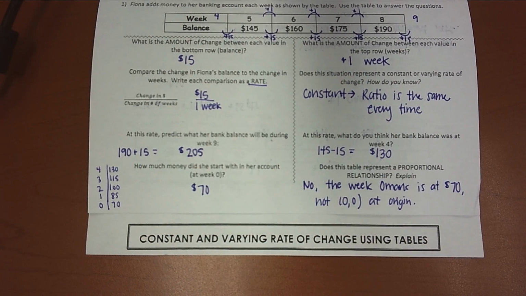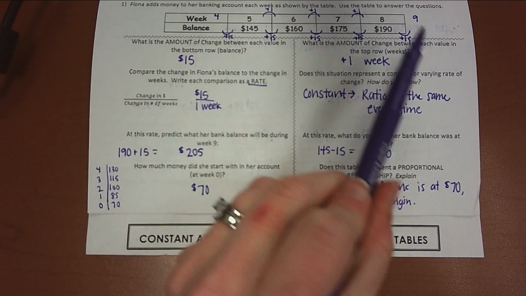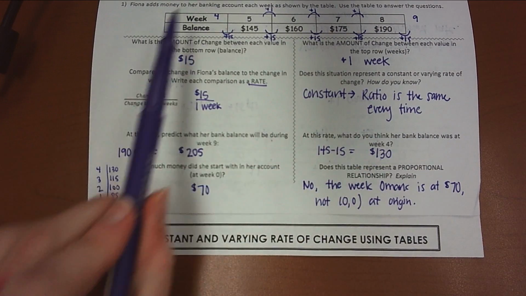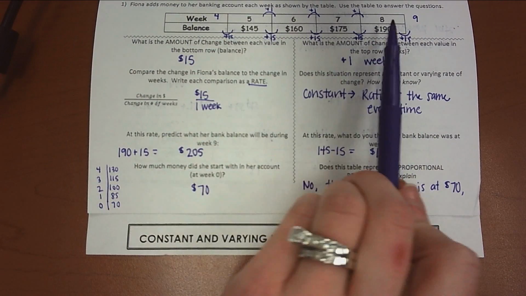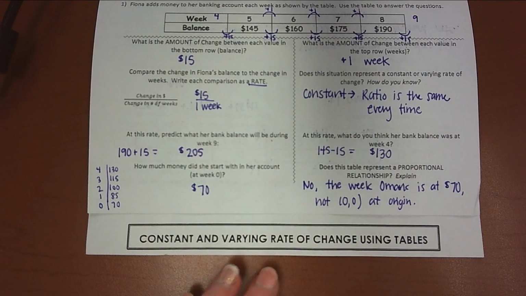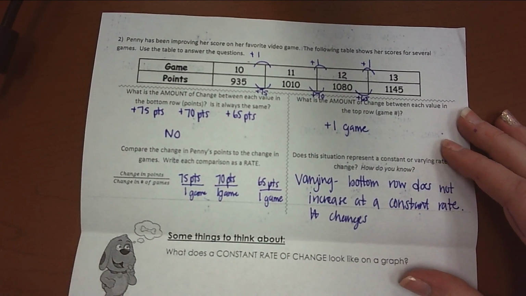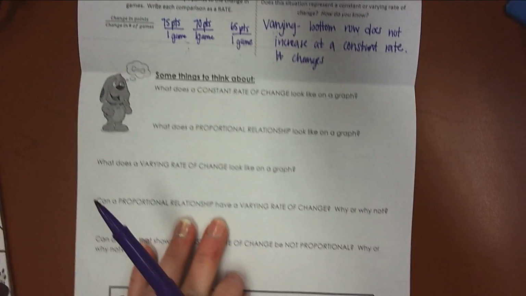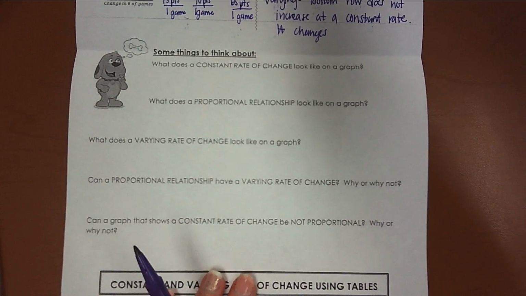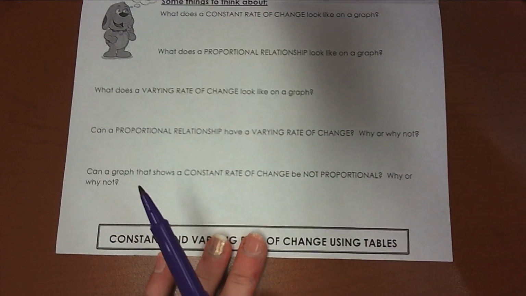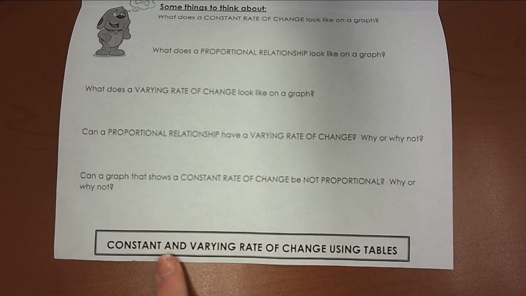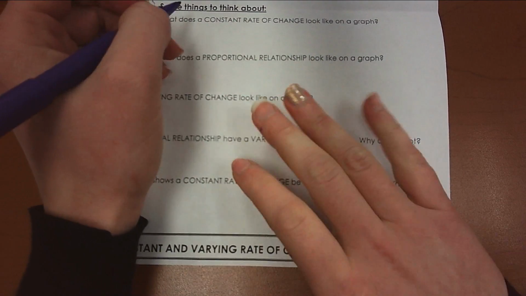So we've talked through two different real-life examples, where we had a constant rate of change shown in a table, talking about bank balances, and then another where we had a varying rate of change, talking about video game scores. And so now we've just got some points to ponder, some things to think about as we really dive into this idea of constant and varying rate of change using tables.